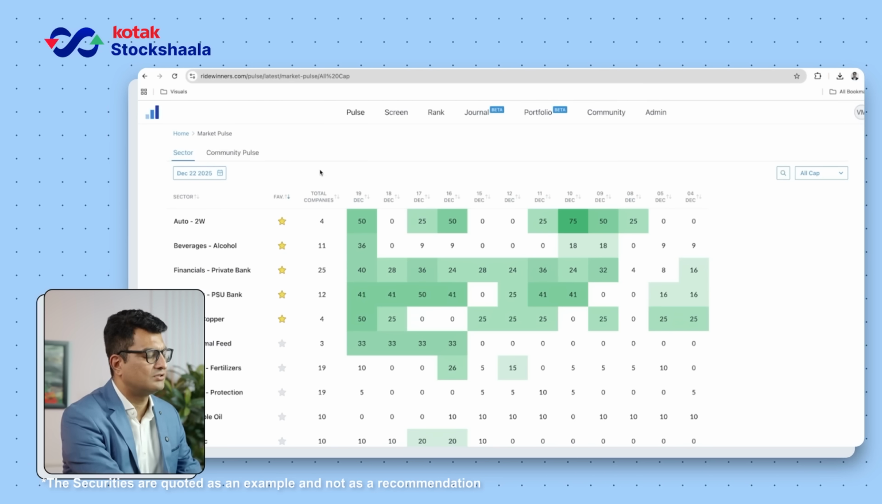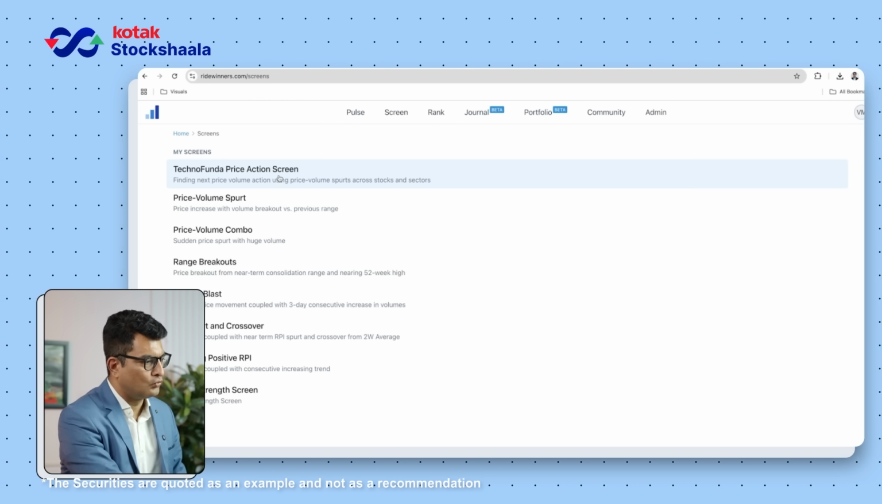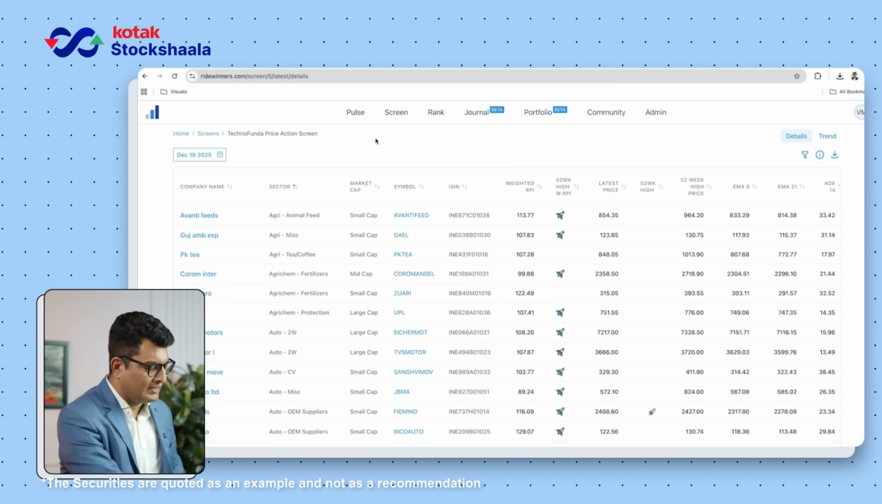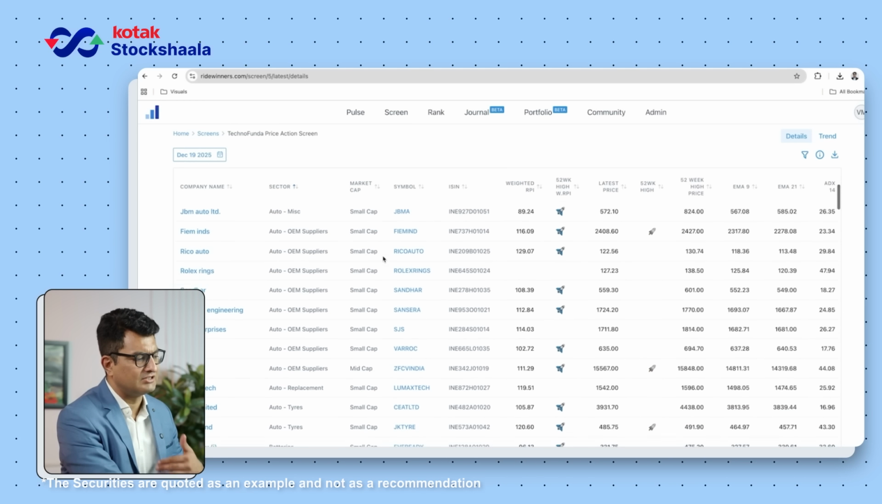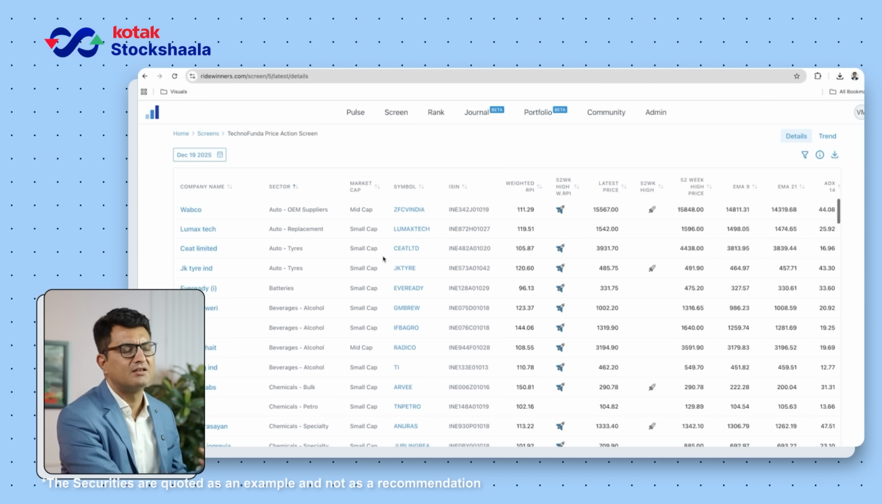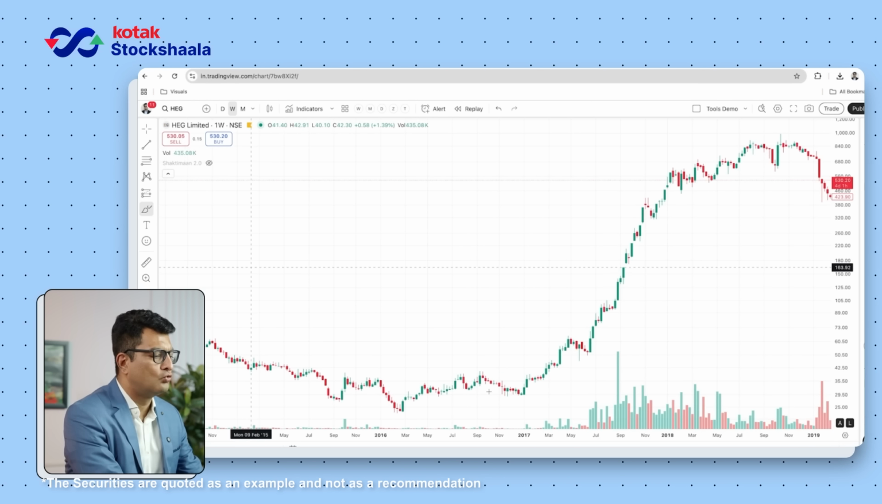So to identify this, what I do is I use a tool called ridewinners.com, and there is a tool called Screen over there, and that gives me a list of companies where there is this kind of spike in the price and volume. Now once that is done, I basically do tranching, right?